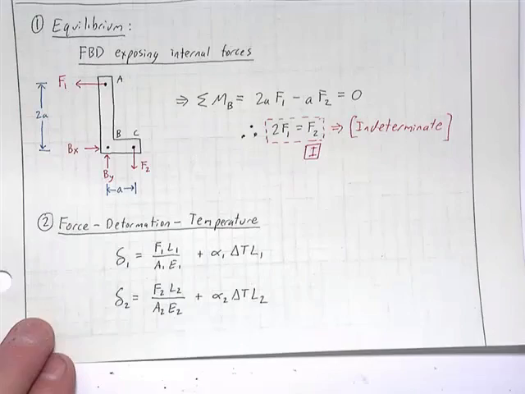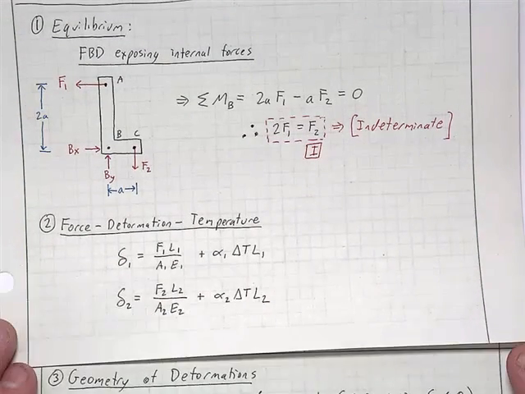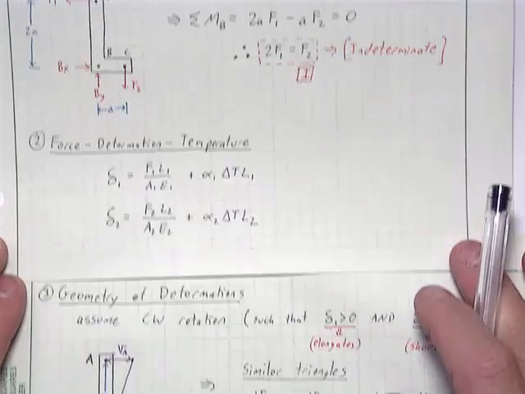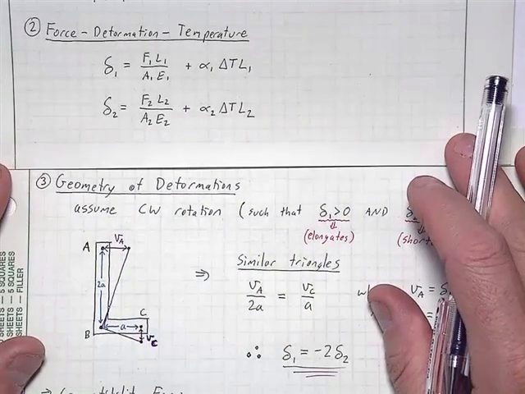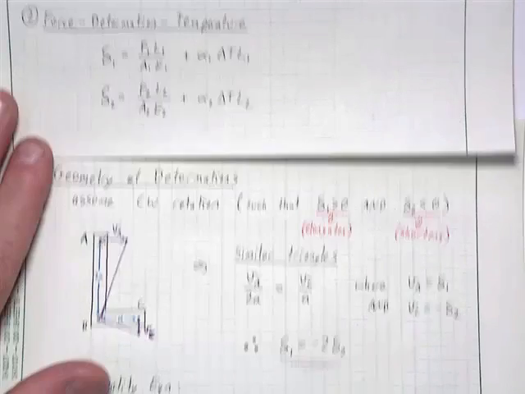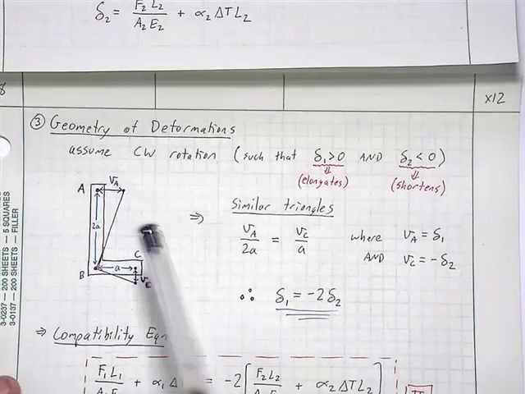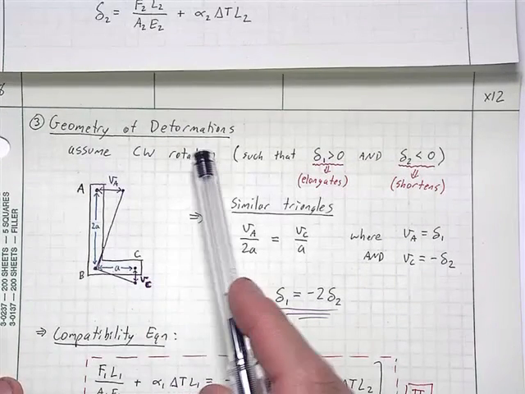Our second tool is the force-deformation-temperature relationship, one for member 1 and one for member 2. And then the third tool is the geometry of deformations. All right, so this is where it gets a bit trickier, and we have to be more careful. Let's assume a clockwise rotation.